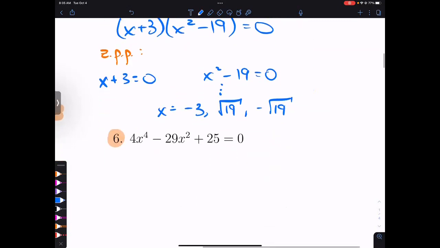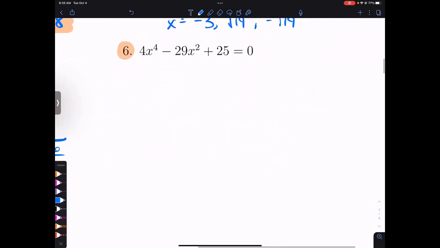All right. The last one, again, I would probably look first at that, right? 4th power, 2nd power, and then a constant term. So this is a thing that I can treat like it's quadratic. We can either try to factor it, which is a little bit harder here because the coefficients are bigger, right? Or we could do quadratic formula.